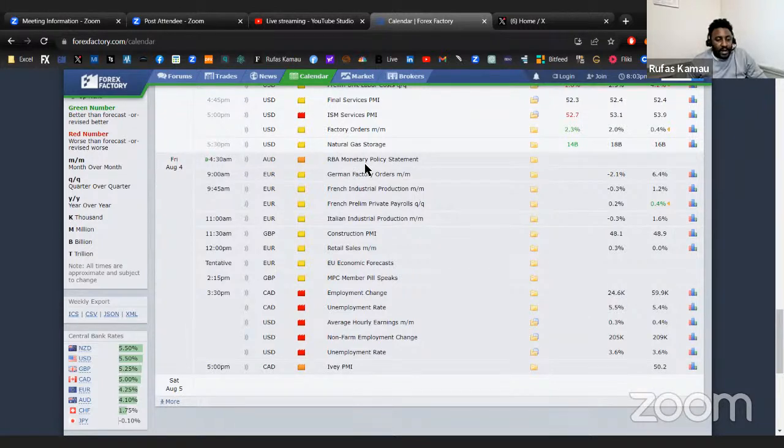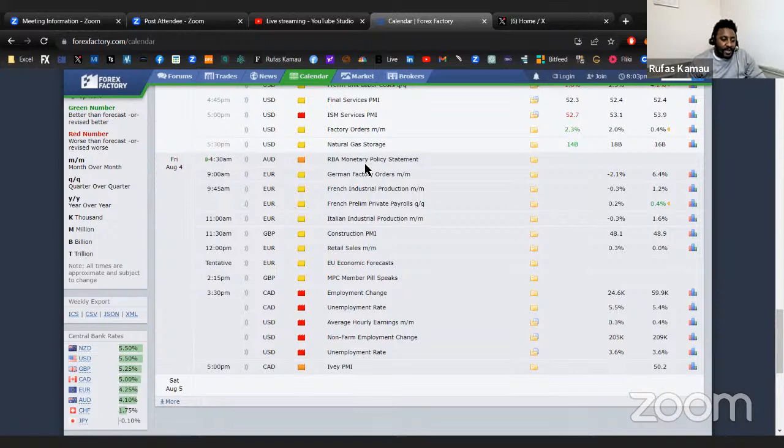So this will be a pretty important data point, which will give more direction on where the Reserve Bank of Australia is looking to see interest rates headed, or basically the entire monetary policy for Australia. So this will be very important for AUD traders.